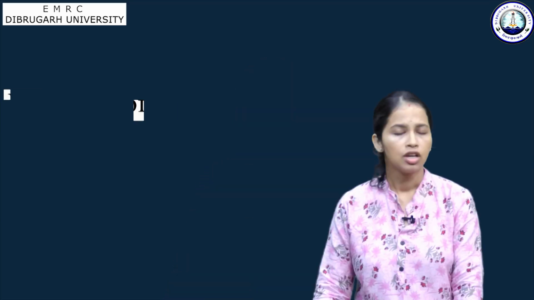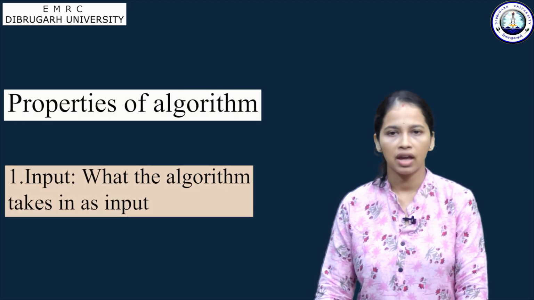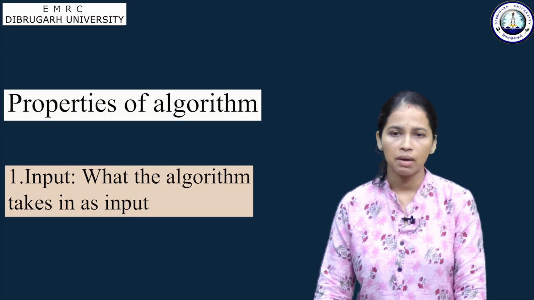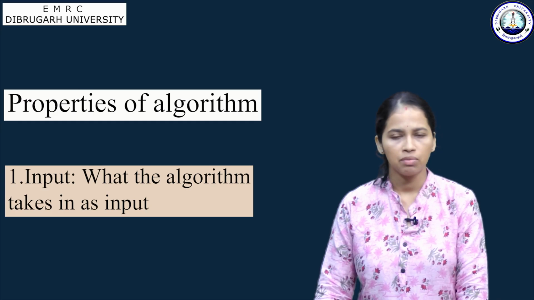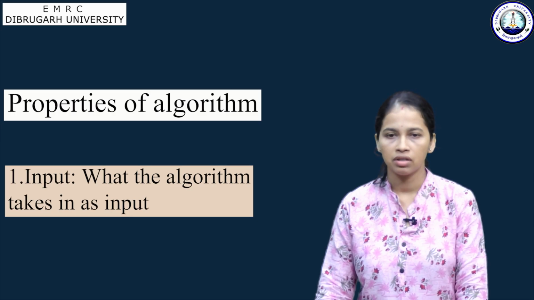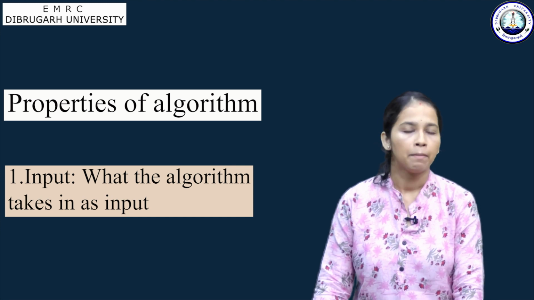So, let us have a look at what are those characteristics or properties that an algorithm should possess. The first property tells you that the algorithm should have an input. What the algorithm will take as an input should be well defined. You have to remember that in an algorithm you can have an input or you may not have an input. In our example, while baking a cake, the ingredients can be termed as an input.